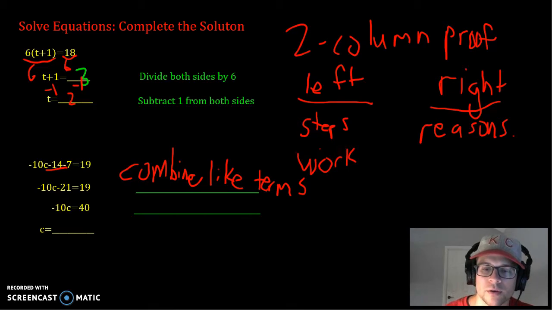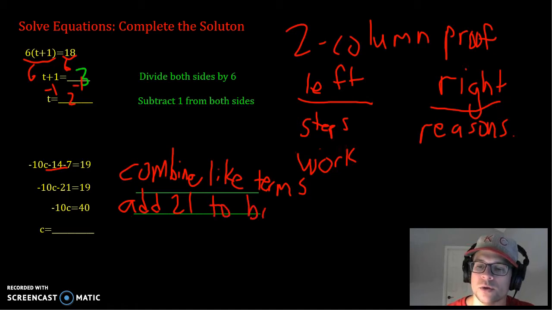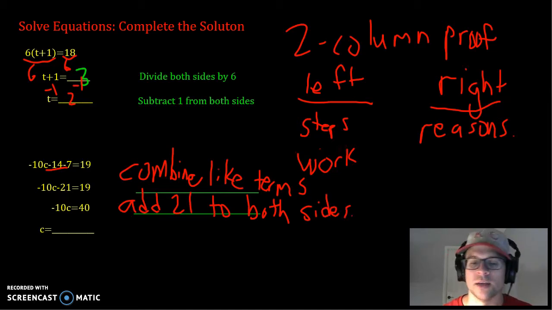All right, and then from here, the next step, the negative 21 is moved over to the other side, and the 19 becomes 40, so we are adding 21 to both sides. You do have to specify both sides, because the golden rule in algebra is whatever you do to one side, you have to do to the other to make sure your equations stay balanced.